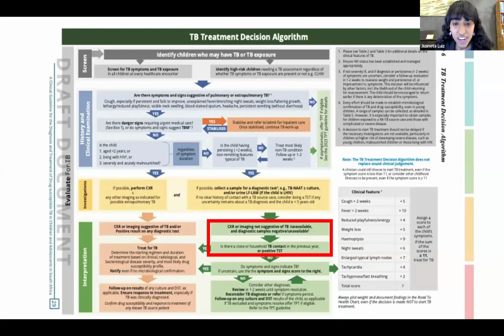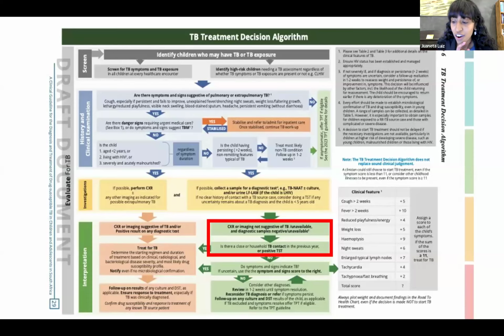And so we don't have an X-ray, for example, the NAT is negative or unavailable. And you've mentioned that there is a household TB contact. And so in this case, we can strongly consider treating. This is a young child. They've got a chronic history of cough. You've got weight plateauing. You haven't really identified other reasons for this. And so if you're in a primary healthcare setting and you need to make a diagnosis and you don't want progression to disease, it would be fair to treat this child.